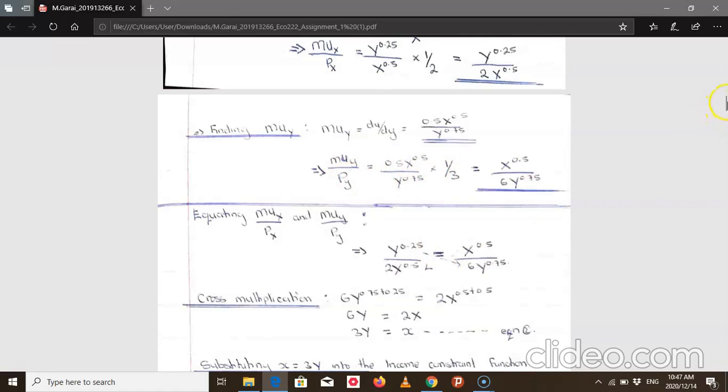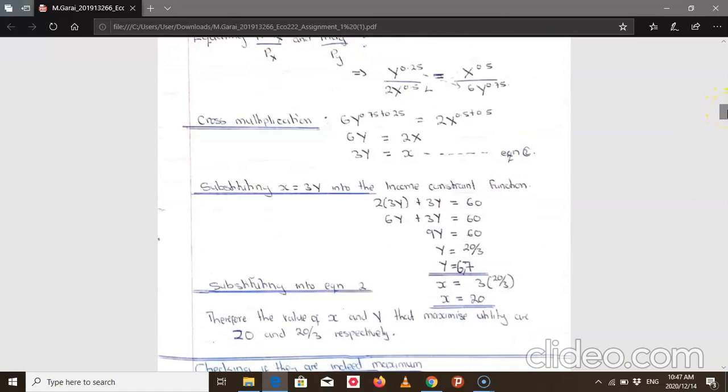After equating, you should know that always when you equate and cross multiply, the powers in y, if you add those powers in y, so 0.75 plus 0.25, they should always give you 1. If they don't give you 1, this means you made a mistake somewhere. So we say 0.75 plus 0.25 gives us 1, which is 6y is equal to x. So x is equal to 3.3y. Then you go and substitute in the income constraint function, and then you get the value of x and y.